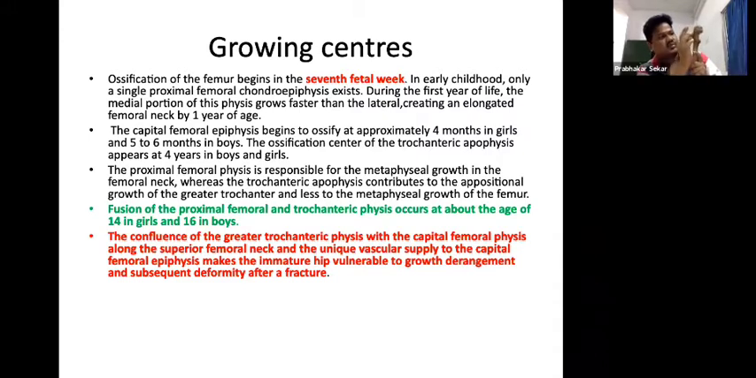One important point is the confluence, the junction of the greater trochanteric physis with the capitofemoral epiphysis and the superior femoral neck, along the course of the vascularity. That junction point, of the capitofemoral epiphysis, the superior portion of the femoral neck and the greater trochanter, is the vulnerable portion, because of the proximity of the vessels, which makes the hip vulnerable to growth derangement if there is disturbance in that area.